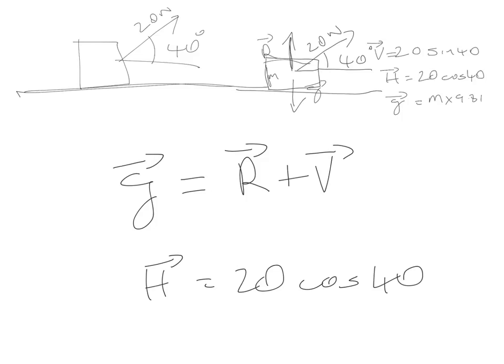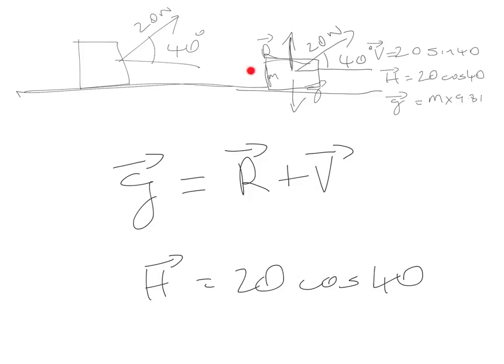Okay, so let's put things together. Let's look at the vertical. You've got your R, that's the reaction force, plus there's a vertical component from that 20 newtons. Since there's no acceleration in that direction, that must equal G. This we can work out by 20 sin 40. R is the thing that we need to calculate, and G is the mass of the block times 9.81.